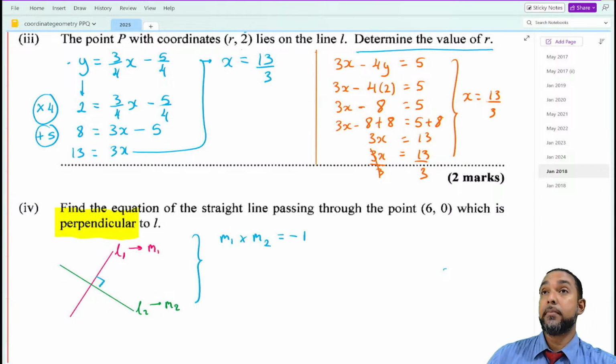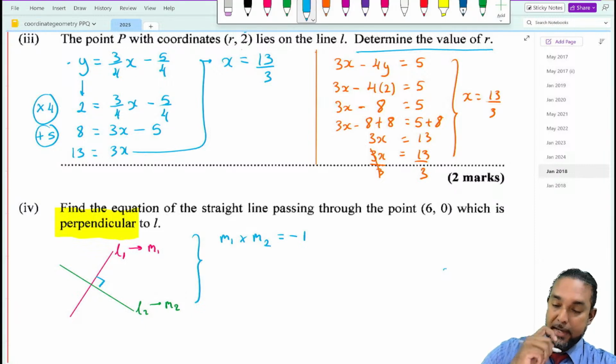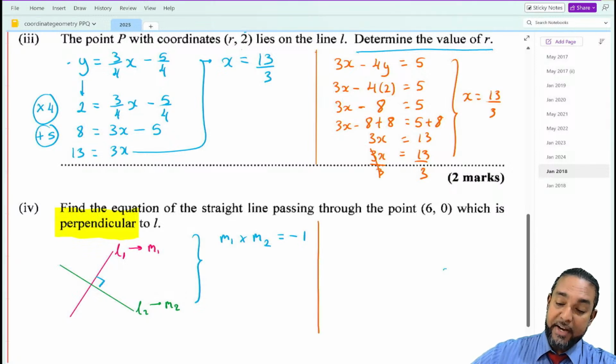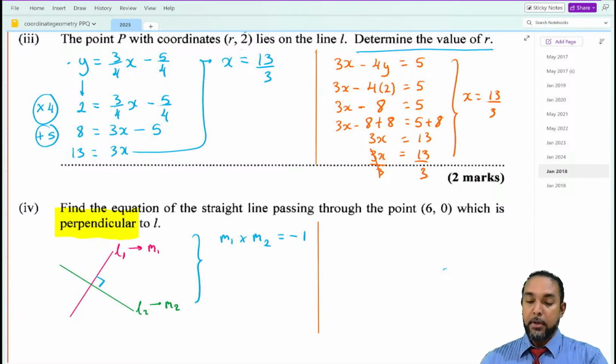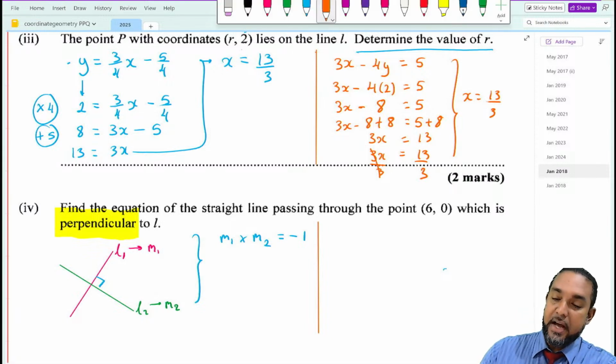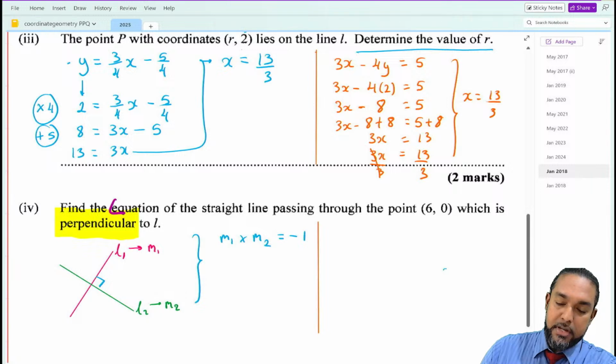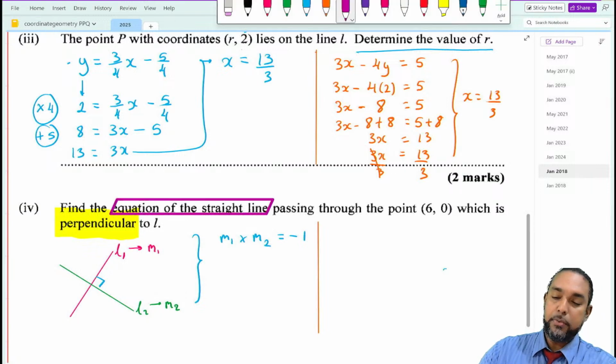That is correct. So what we're saying here is just reestablishing what perpendicular means, and the relationship specifically between the gradients of the perpendicular lines. Now, what is it they asked us for initially? They want the equation of the straight line, and we did that in the first thing.